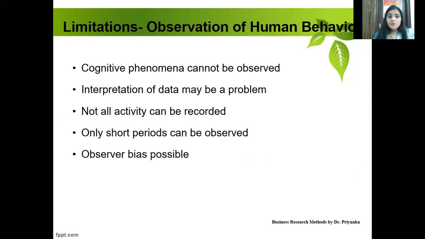So observer bias is also possible. Yes, sometimes the observer can also be biased while observing human behavior. Sometimes he is not doing that bias by himself, but it just happens. Possible invasion of privacy is also there. If you are going for hidden observation, yes, it really creates an invasion of privacy. It should not happen.